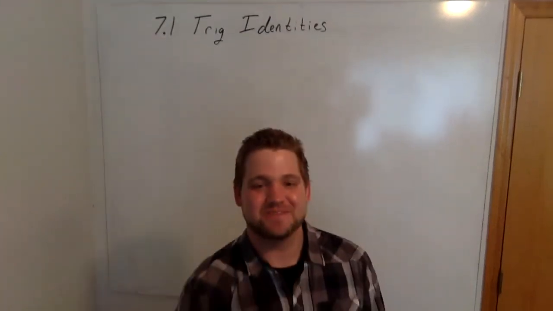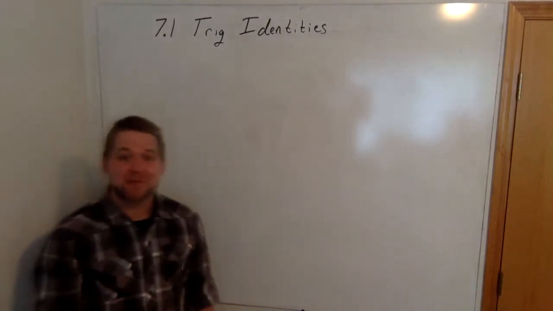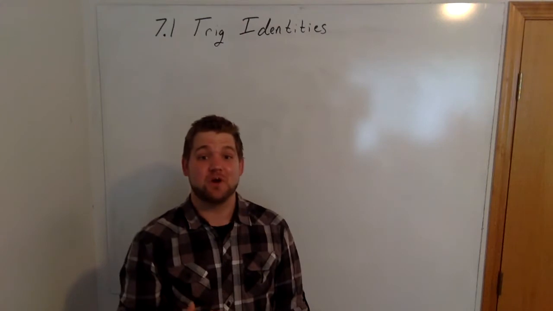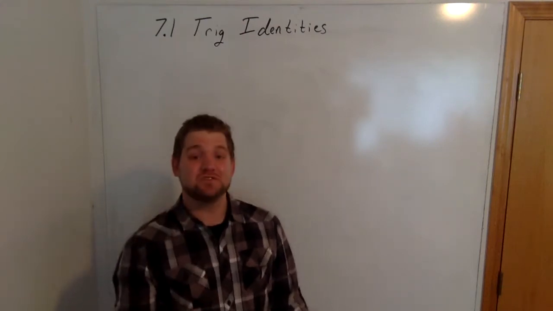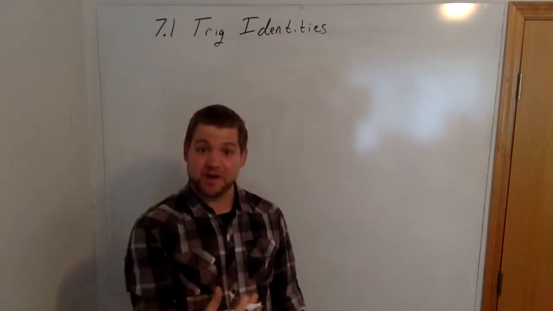Hello everyone, welcome to section 7.1 on trig identities. Well, really, welcome to chapter 7. In chapter 7, we're going to start doing what's called analytical trigonometry, which just means that we're really going to start approaching trigonometry from a more algebraic point of view.